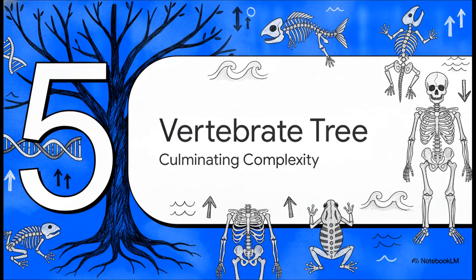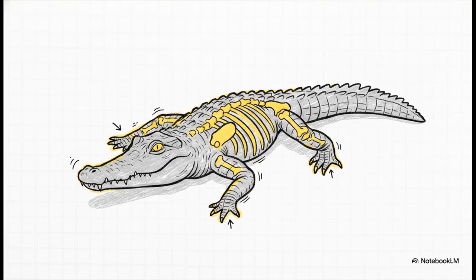Section 5. The Vertebrate Family Tree. Culmination of complexity. Let's slow down for a second and look in depth at a few specific classes within the vertebrates, just to see how form really dictates function.